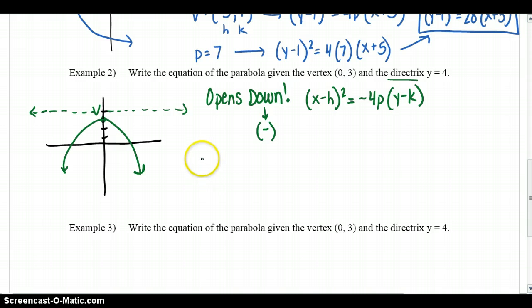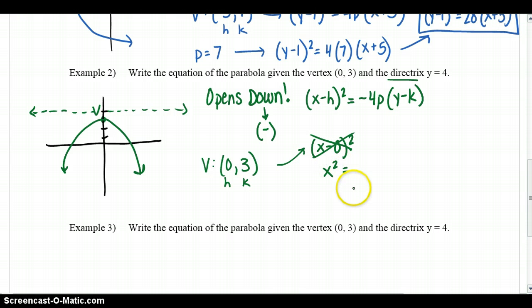Next thing I need to know is my vertex. Well, they gave me my vertex. It is (0, 3), which means h should be 0, k should be 3. So I've got (x minus 0) squared, which you could also write as just x squared to make it easier, equals negative 4p times (y minus 3).